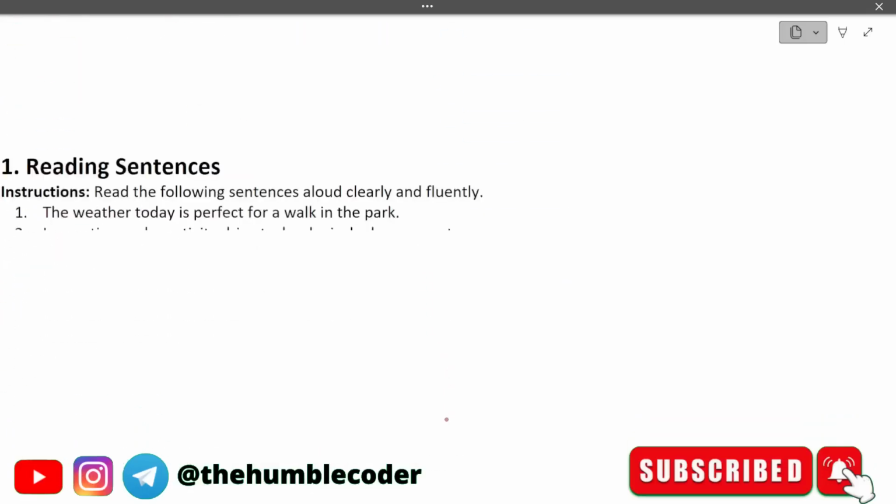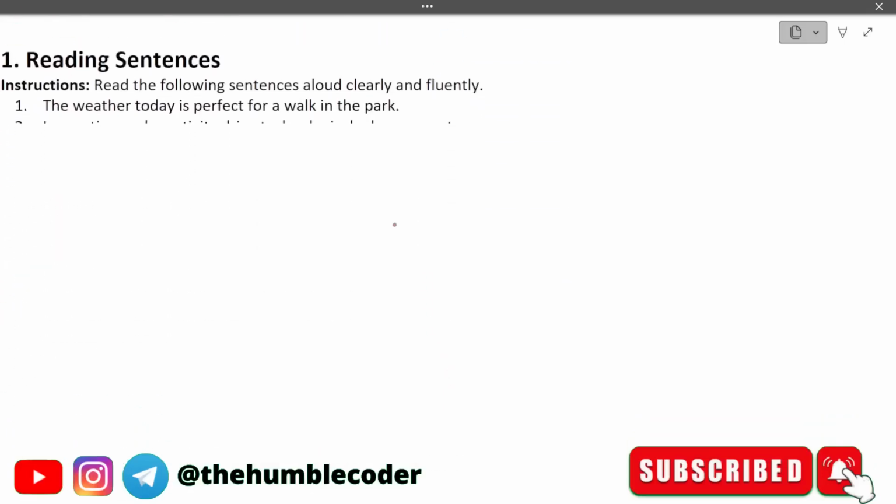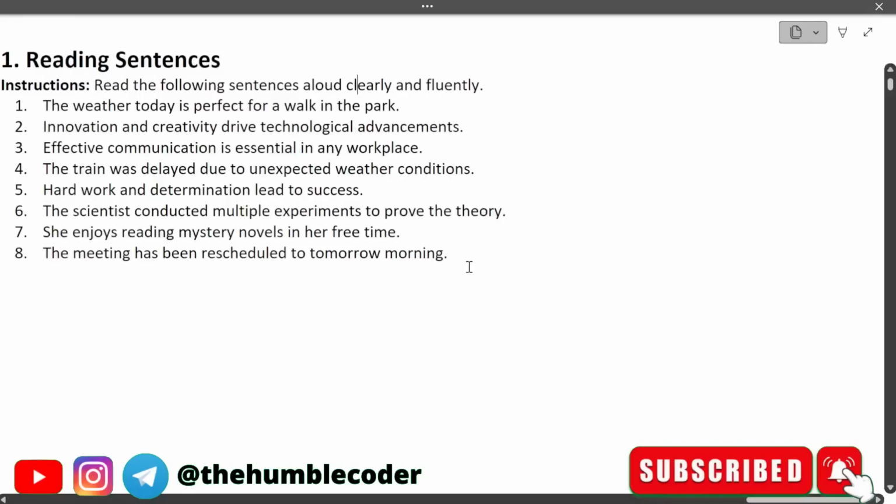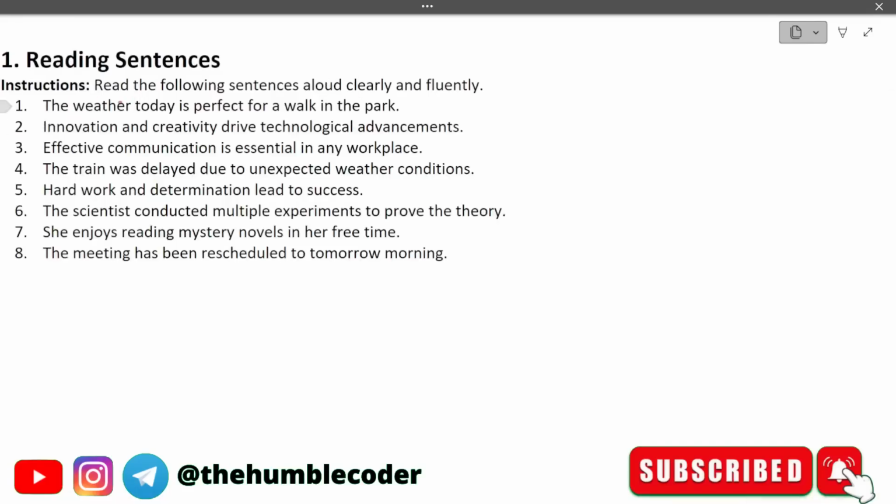Let's start with the first type of questions, which is going to be reading sentences. Here we are given a few sentences. What we need to do is read the following sentences aloud clearly and fluently. You will get one question at a time on your screen, and you need to read it aloud, and make sure that when you read it aloud, your pronunciation is very clear, you have a fluent tone, and your tone is clearly audible in the system. It should not be like you are speaking too slow or too loud.